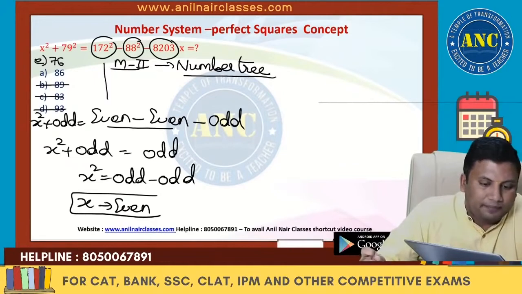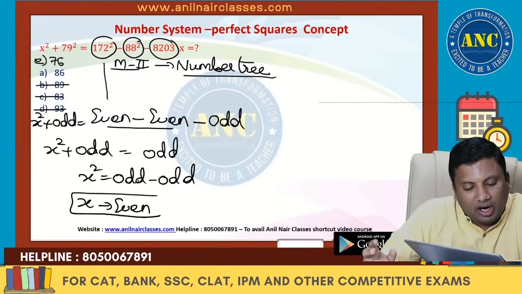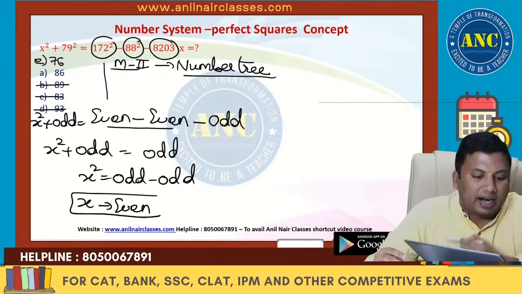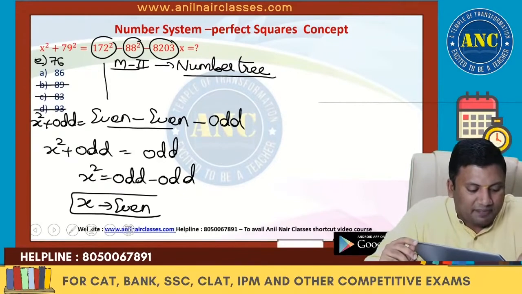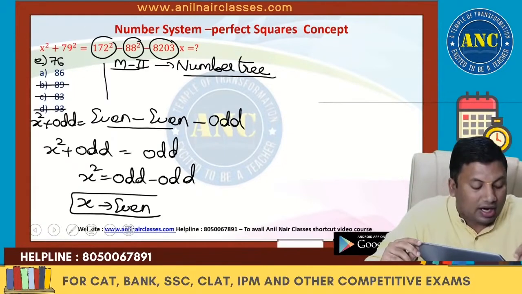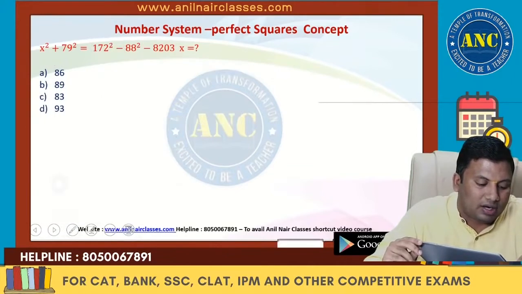Now let us see. 79 is an odd number, 172 even number, 88 even number, 8203 odd number. Even minus even minus odd. X square plus odd is odd, so x is an even number, right? If there is another option 76, how to solve? Let us see. You don't need to ask a doubt. I might have solved close to 50 lakh mathematical questions, and I know where the students will get a doubt and how to ask that doubt.